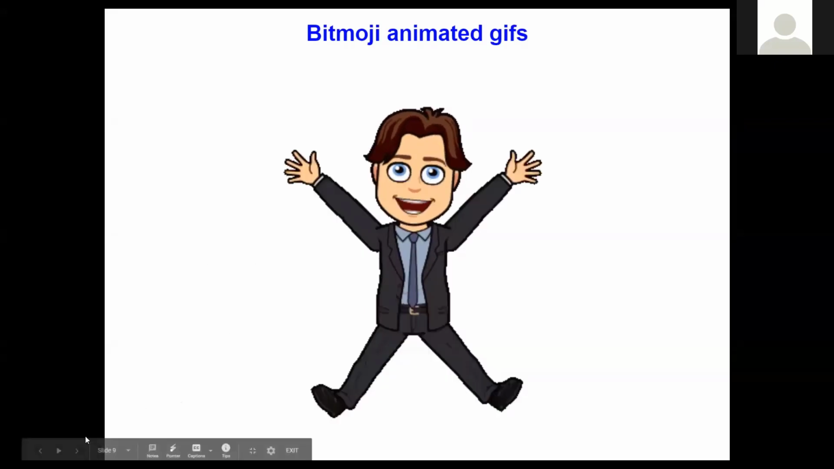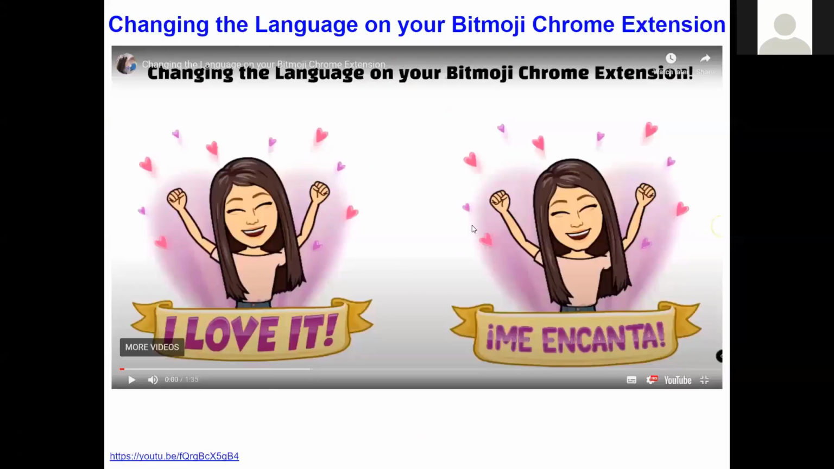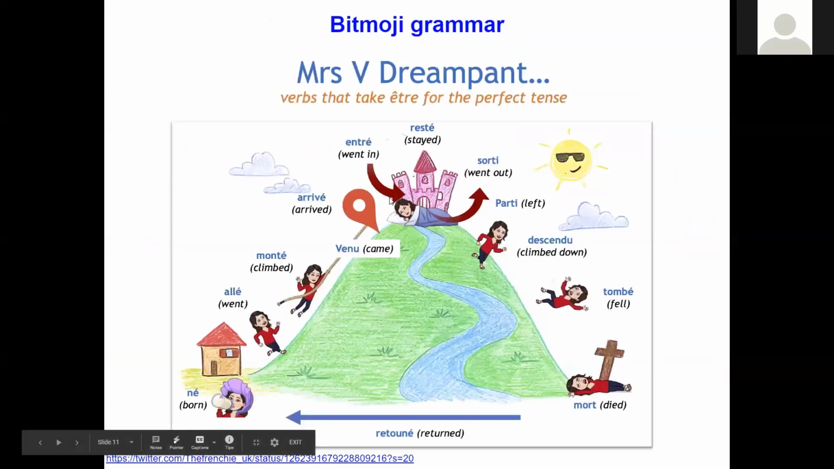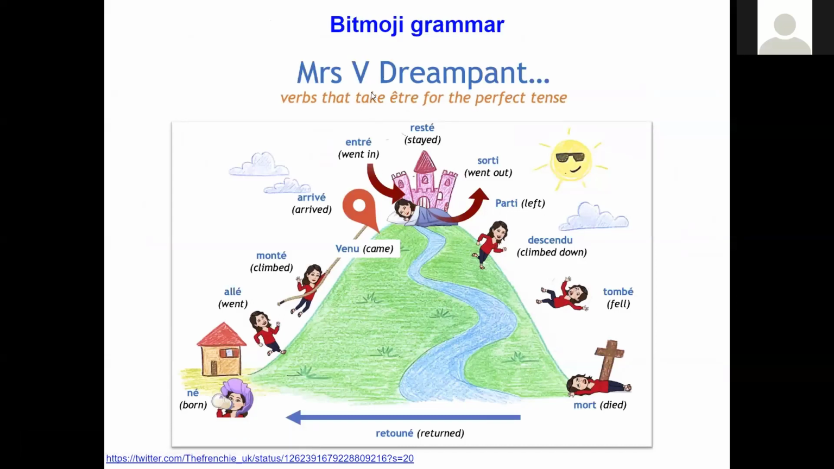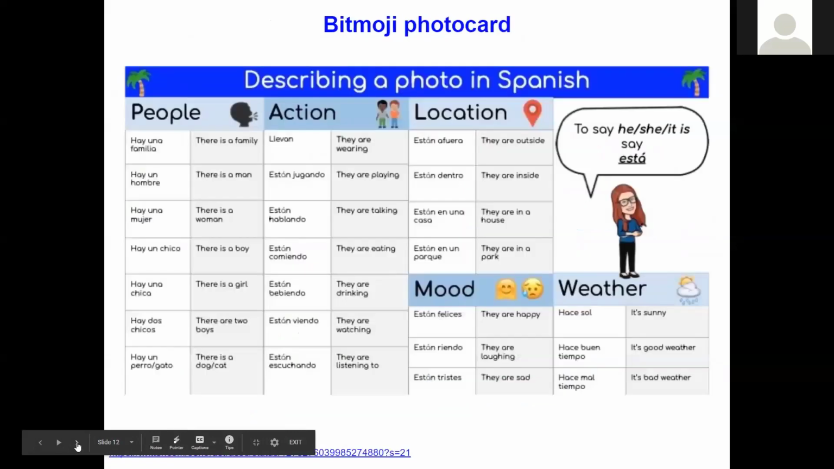Okay, let's carry on. This is just a YouTube clip showing you how to change the language of the Chrome extension, which I've shown you how to do already. This is just a way of using Bitmojis to do a bit of grammar. I appreciate this is in French, but this is Mrs. Vandertramp. And it just shows that you can use the Bitmojis and then add the different language to it to make a grammar poster, which I thought was a nice idea.